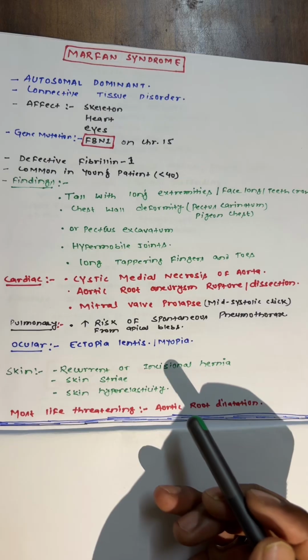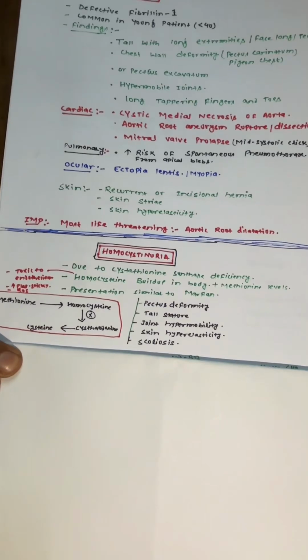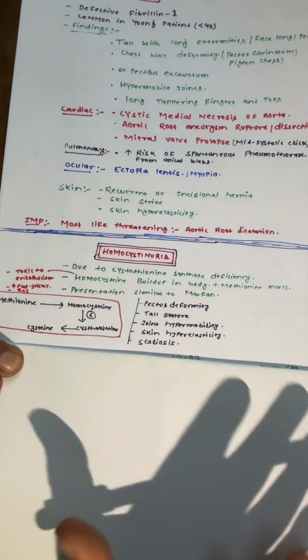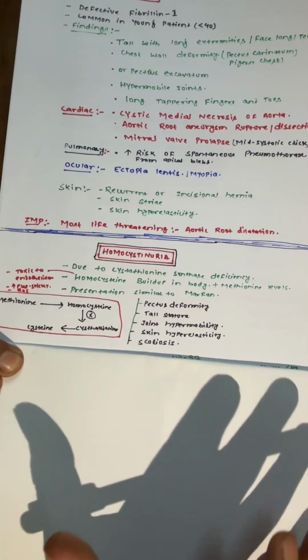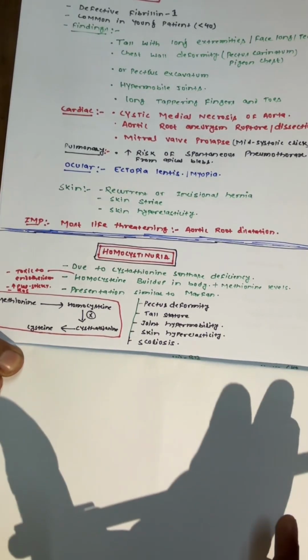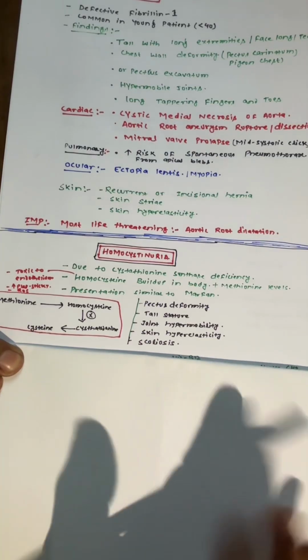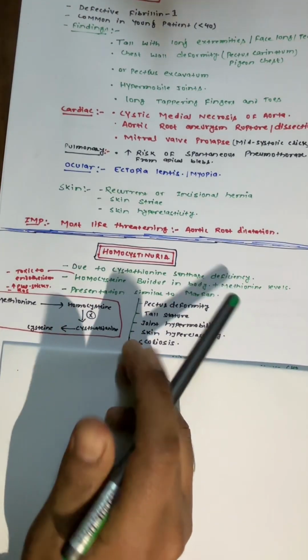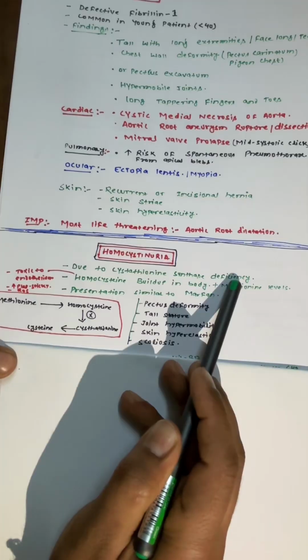Now we'll talk about homocystinuria. It is often confused with Marfan syndrome because of physical stature. But always remember, homocystinuria is a metabolic disorder caused by cystathionine synthase deficiency. This enzyme, cystathionine synthase deficiency.